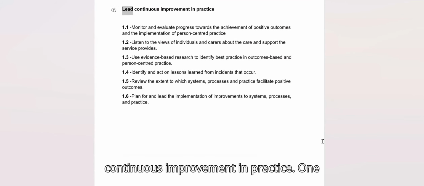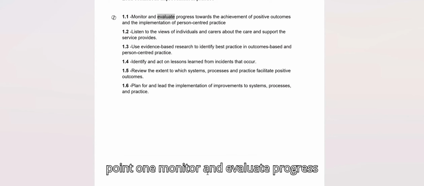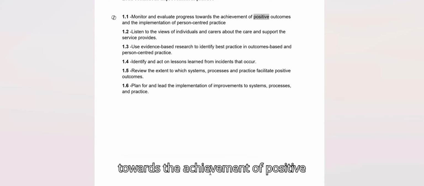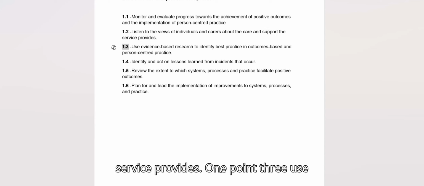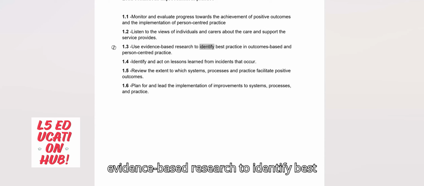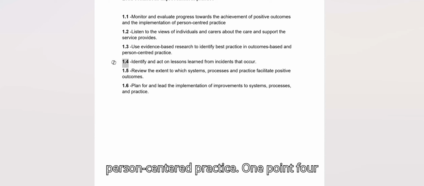Unit 10, DLMAC 5C Continuous Improvement in Adult Care. Lead Continuous Improvement in Practice. 1.1 Monitor and evaluate progress towards the achievement of positive outcomes and the implementation of person-centered practice. 1.2 Listen to the views of individuals and carers about the care and support the service provides. 1.3 Use evidence-based research to identify best practice in outcomes-based and person-centered practice.